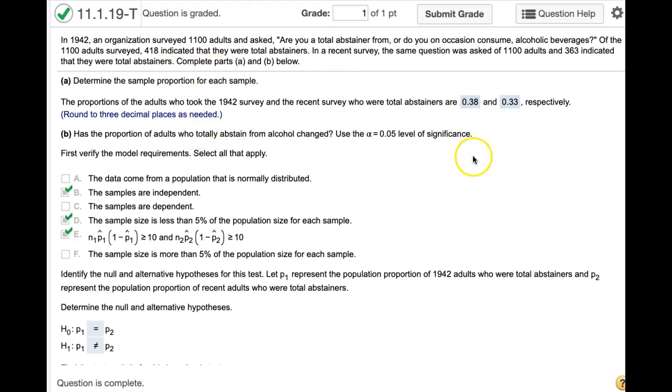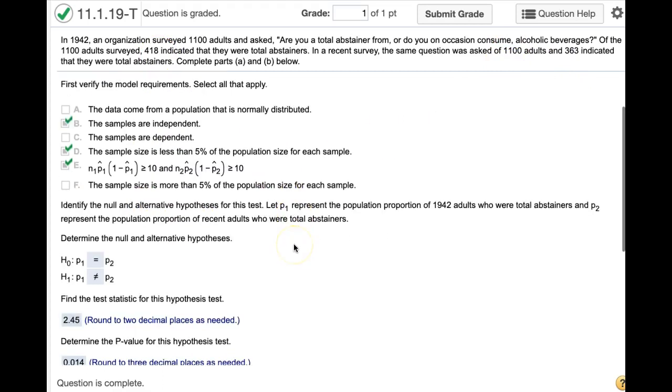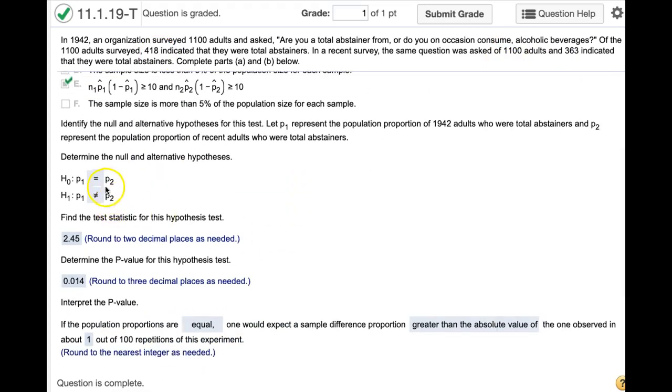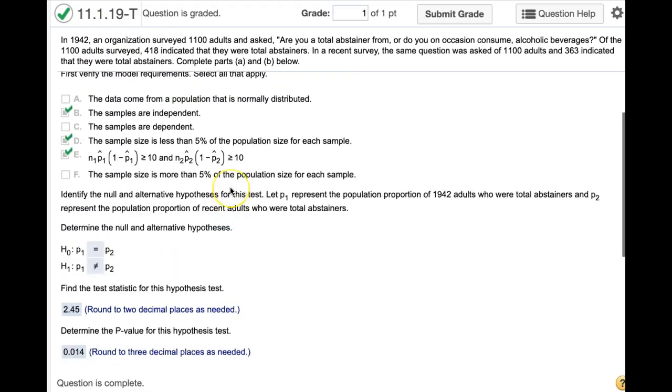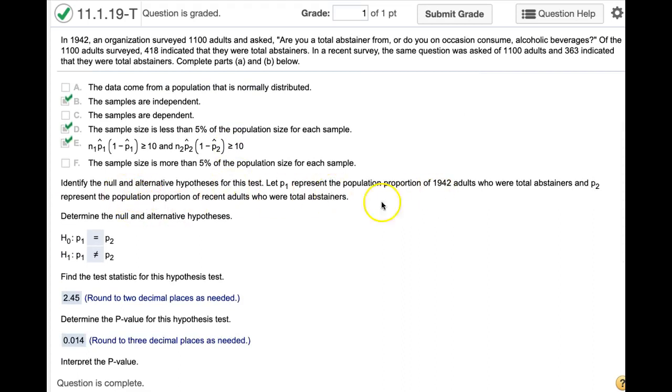The way we check to see if populations are different is we're going to run a hypothesis test comparing two proportions. Before you can do that, you have to verify the model requirements. These are the requirements that we either can assume or are true based on the data we have here. N and P again are the sample size and the proportions you have. From there, we would determine the null hypothesis. Here we're saying that the proportions from those two different years are equal, and the alternative in this case is that they're not equal.